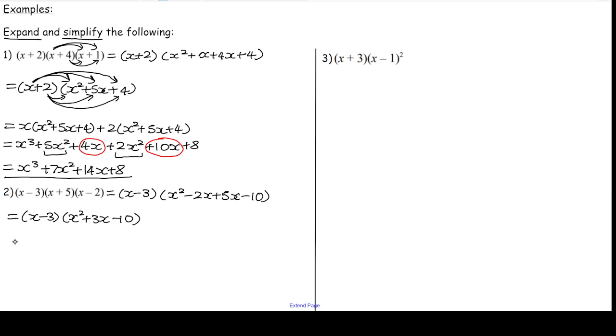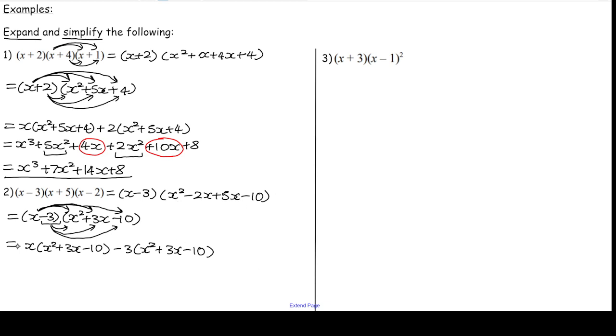So I now need to expand this double bracket. What should I do next? I need to multiply x, the first term in the first bracket, to all of the terms in the second bracket. And I do the same with the minus 3. But be careful that we need to take into account the signs. So we've got x lots of x squared plus 3x minus 10, minus 3 lots of x squared plus 3x minus 10.